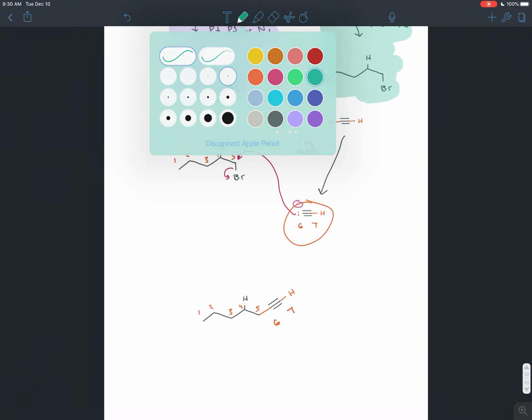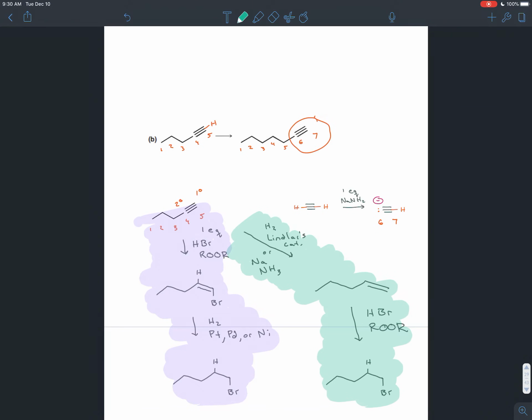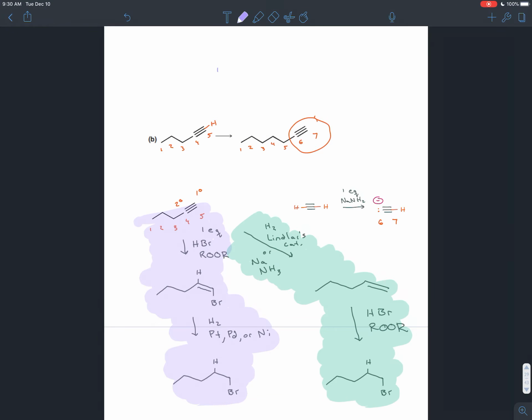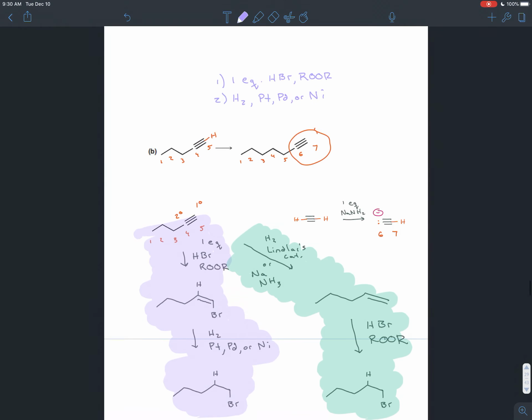So overall, if you were just going to write this recipe down for a chef who wanted to go through this, I'm just going to write one of these. What you would do is, let me write the purple one. First thing, you'd use one equivalent of HBr in the presence of peroxides. And then you'd follow that up by bubbling some hydrogen gas through a solution that has either platinum, palladium, or nickel catalyst. You wouldn't have all 3 of those, just one of those metal catalysts. That would give you this product right here.